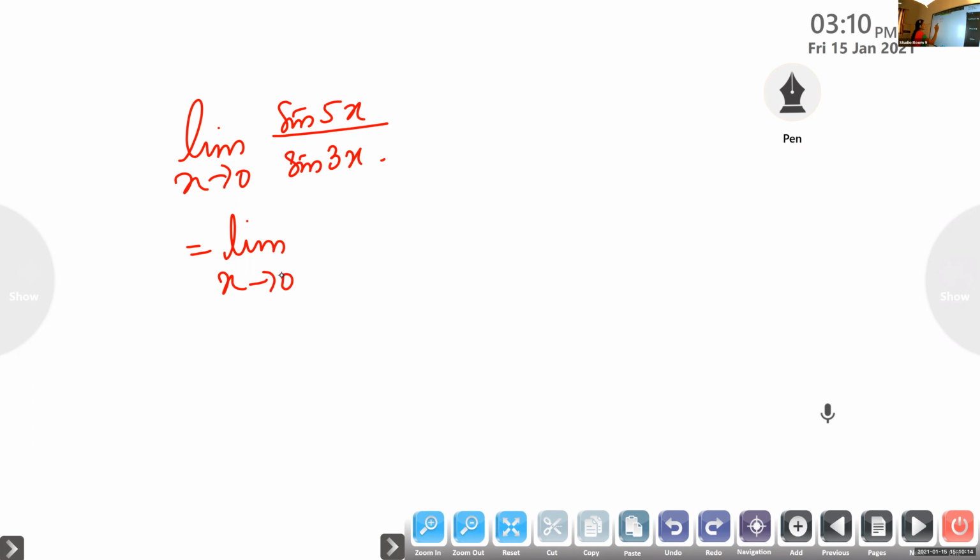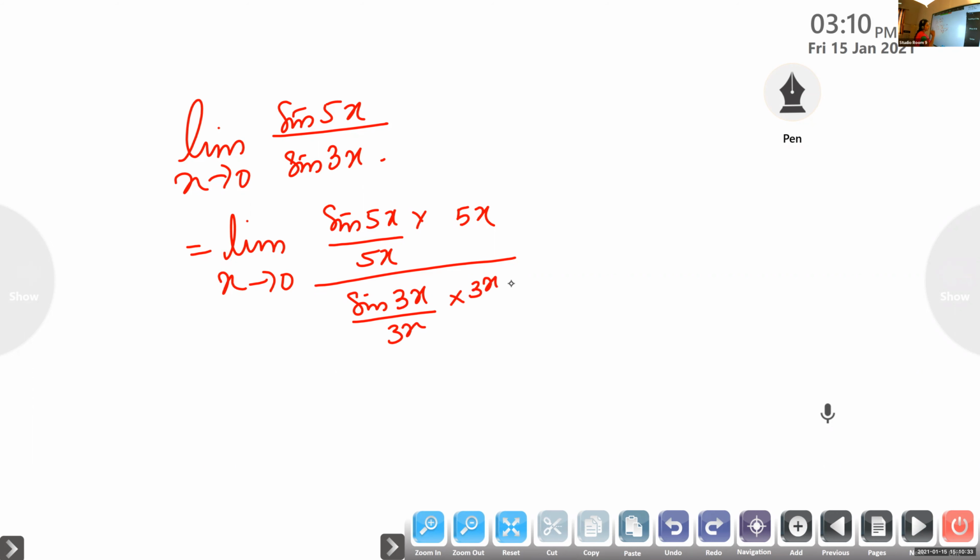Now listen, children. If it is sin 5x, we want 5x in the denominator. So in the numerator, multiply and divide by 5x. In the same way, in the denominator, multiply and divide by 3x. Numerator, multiply and divide by 5x. Denominator, multiply and divide by 3x. So sin theta by theta will become 1.